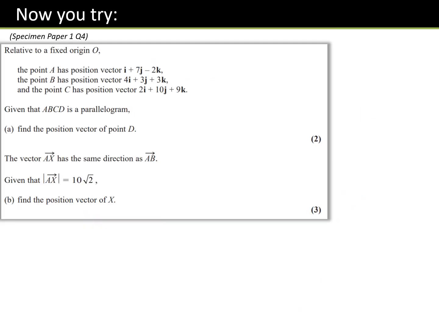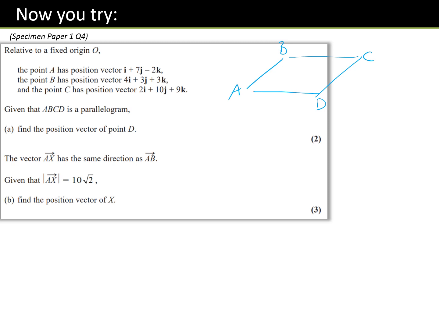Here's another one to try, so you can pause the video and have a go. I'm going to go through the answer now. So we've got a parallelogram ABCD, so I would always draw a diagram, and then it's something to play with and to work your way into the question. So going anti-clockwise or clockwise, I'm going to go clockwise this time, A, B, C, D. We have the position vectors for A, B, and C, and we're given that ABCD is a parallelogram. We've got to find the position vector for D.